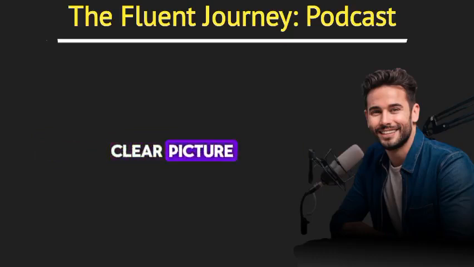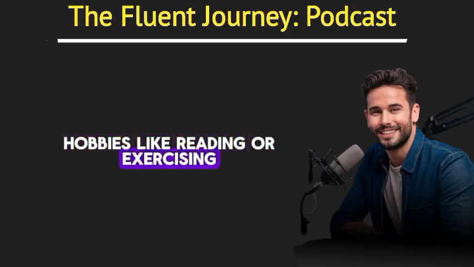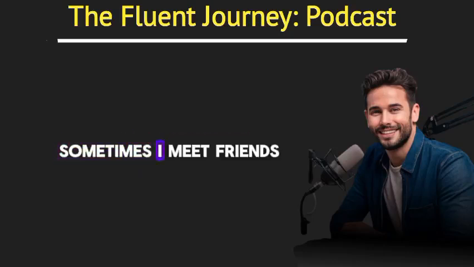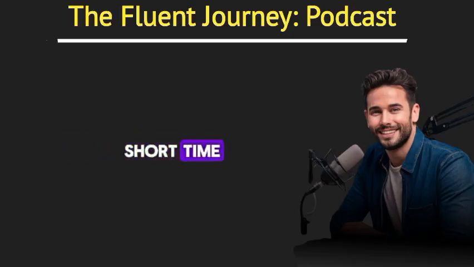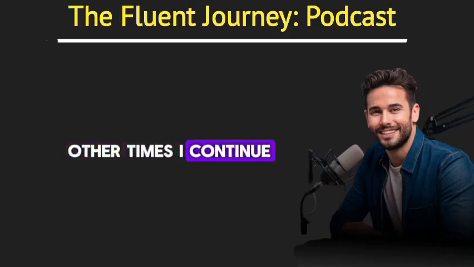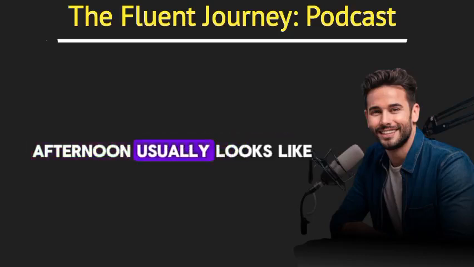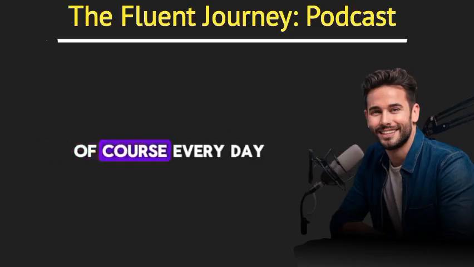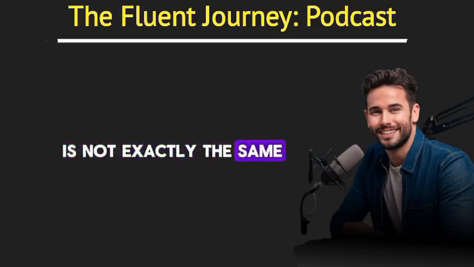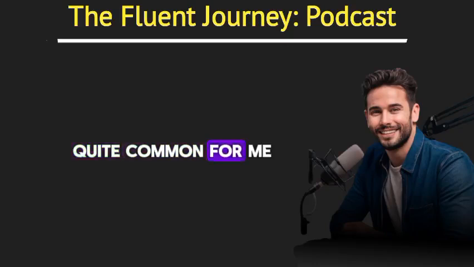To give you a clear picture, let me summarize my typical afternoon. Around 1 o'clock, I eat my lunch. After lunch, I take a short rest or relax quietly. I spend time on hobbies like reading or exercising. Sometimes I meet friends or family for a short time. Other times, I continue studying English or doing housework. That is what my afternoon usually looks like. Of course, every day is not exactly the same, but these activities are quite common for me.